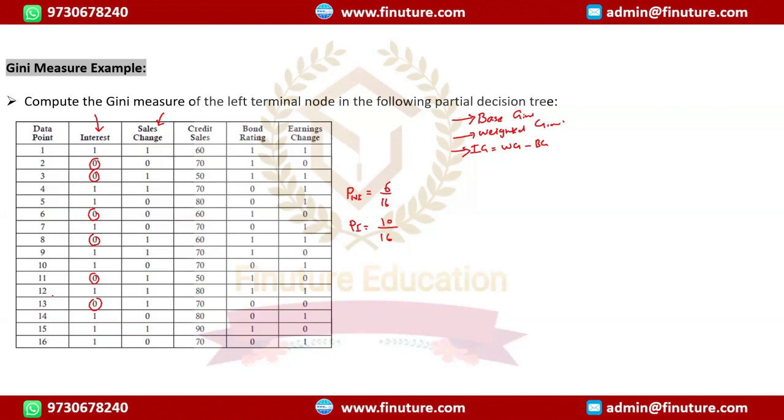Now if I were to measure the base Gini, how do we measure it? 1 minus the summation of pi square. These are the only two probabilities that we have. So 6 over 16 squared, plus 10 over 16 squared. So we had to add these.